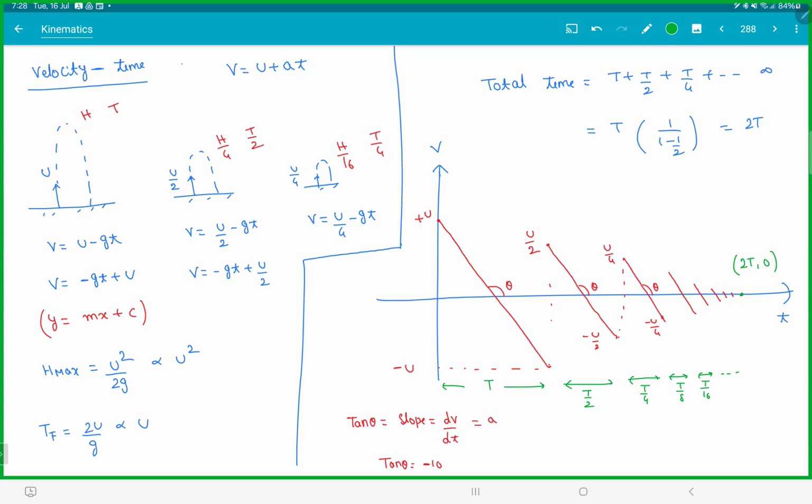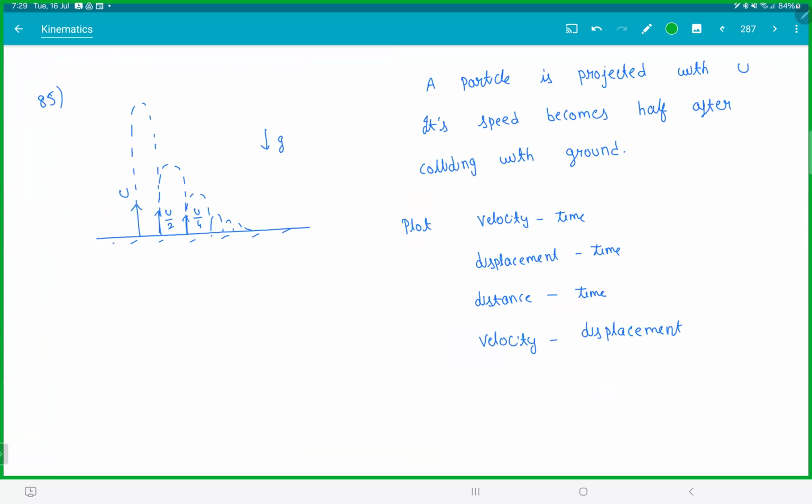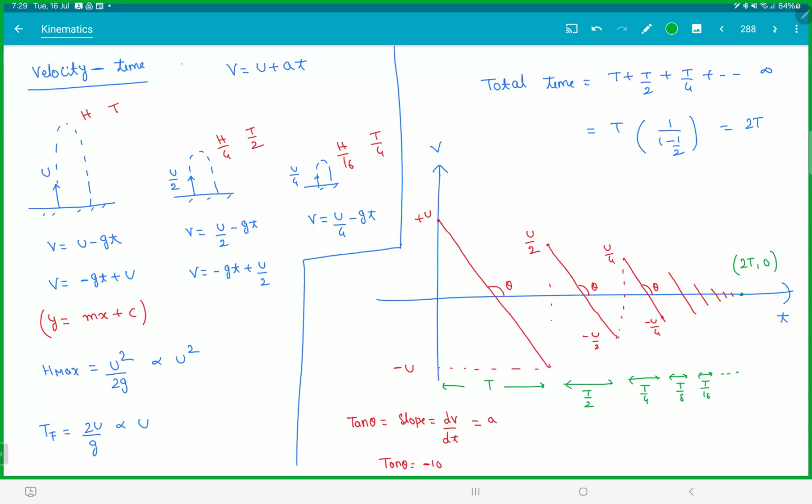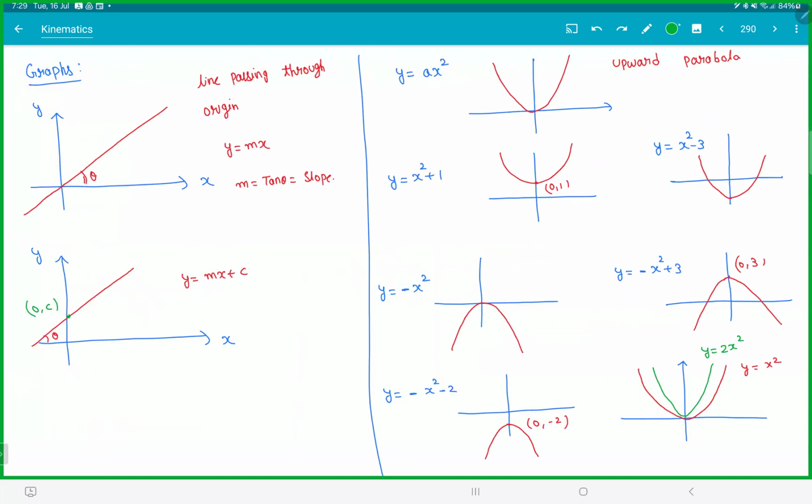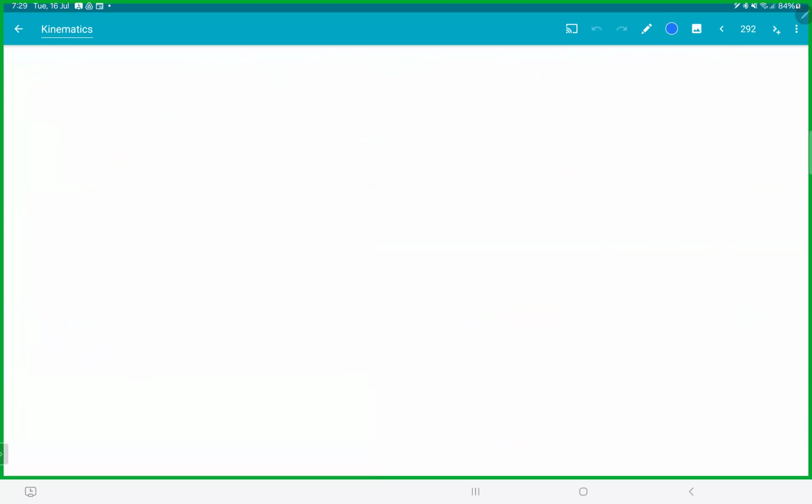Clear? Next one. This is the first one, the VT graph. Next, the displacement time graph. Again, let's try to see from the options and then I'll show you how to draw.